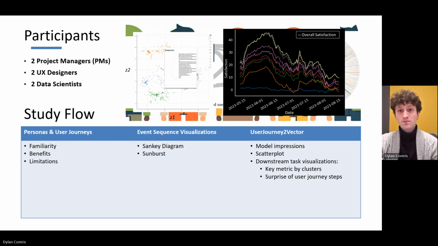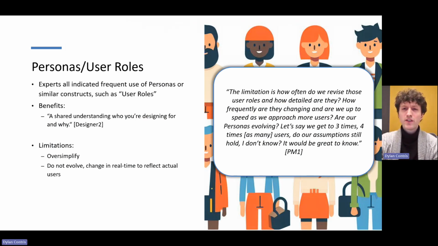The industry experts we interviewed all indicated familiarity with personas, as well as frequent use of them or similar constructs such as user roles. They indicated using them to provide a shared understanding of who you're designing for and why. Querying participants about the limitations of such constructs, we found that there is a desire to use telemetry data to better understand and develop personas, as purely qualitative approaches had the known limitations of tending to oversimplify user behavior and mostly remaining static, unable to change in real time to reflect true user behavioral changes.